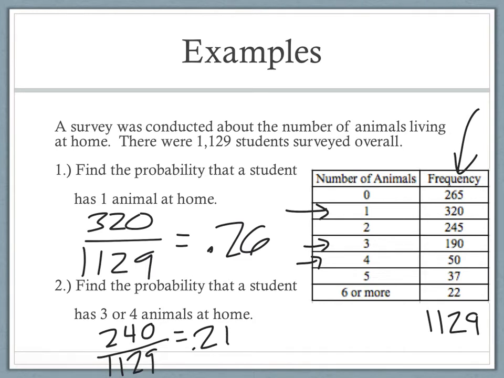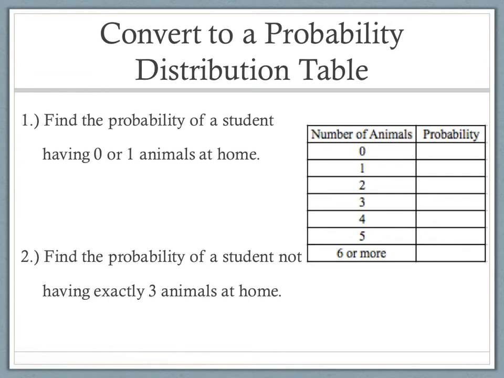Okay. Now, we can do these like that, and that's perfectly fine. Another way that's sometimes helpful when we see a frequency table like this is making ourselves a probability table. So let's look at an example of converting it. We're going to convert this to a probability distribution. I'm going to take the table that I just had and make it a table of probabilities, so I can easily see the probability of each of those events happening.